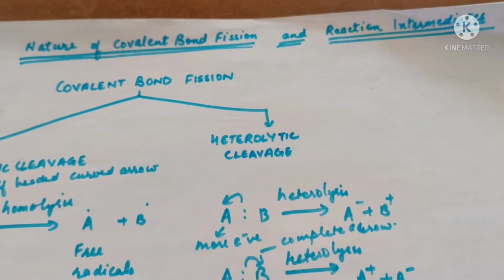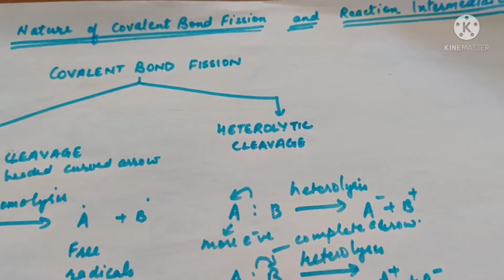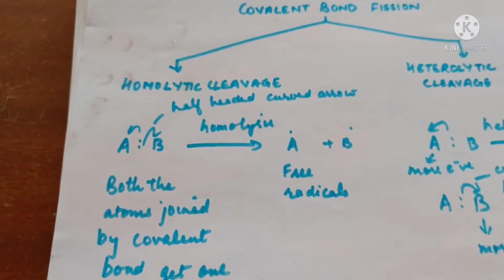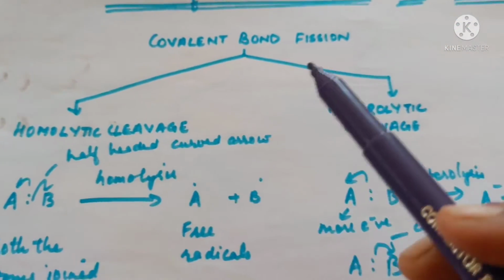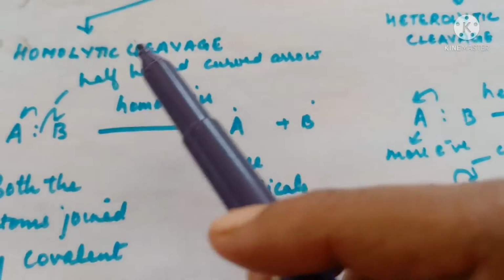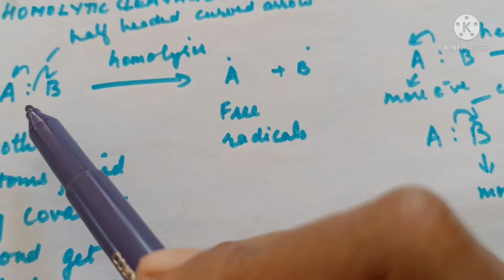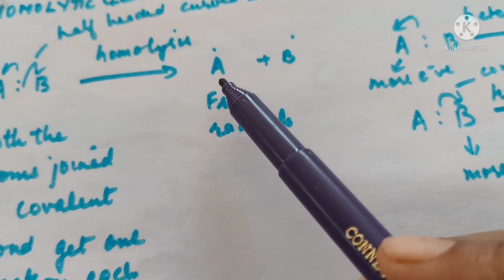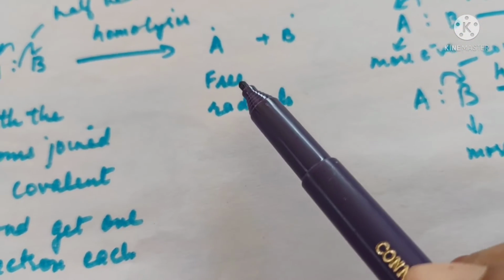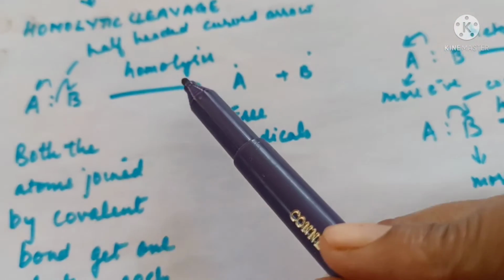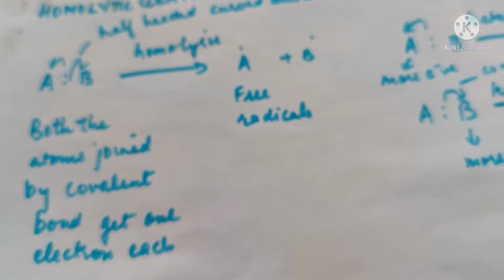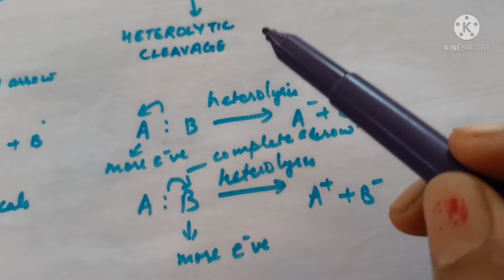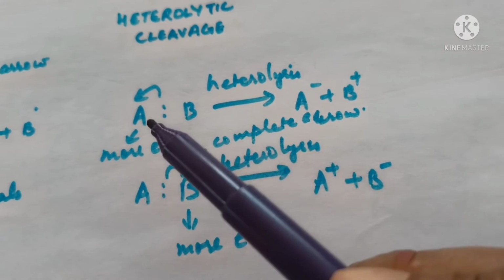Our topic for today is different types of reaction intermediates. To study them, let us first see that a covalent bond which consists of two electrons may show two types of cleavage. In homolytic cleavage, the bond which contains two electrons divides equally and each of the atoms will get one electron each. The species formed as a result are called free radicals, and this type of fission is called homolysis. And the second type of bond cleavage is heterolytic cleavage, where the bond divides unequally.